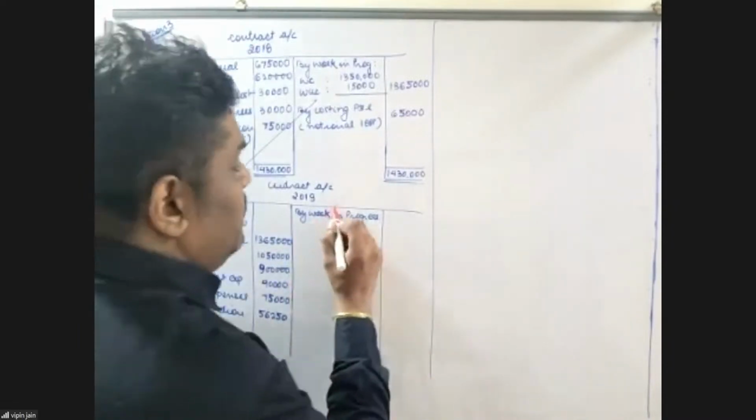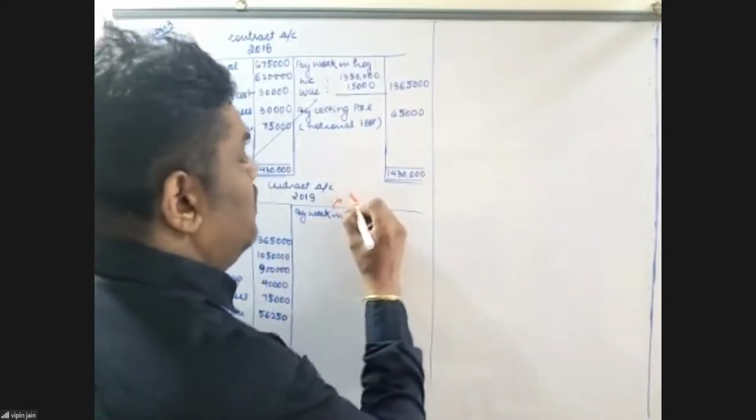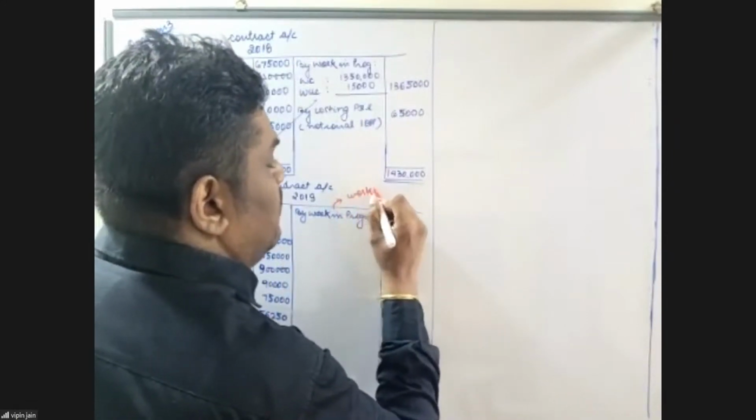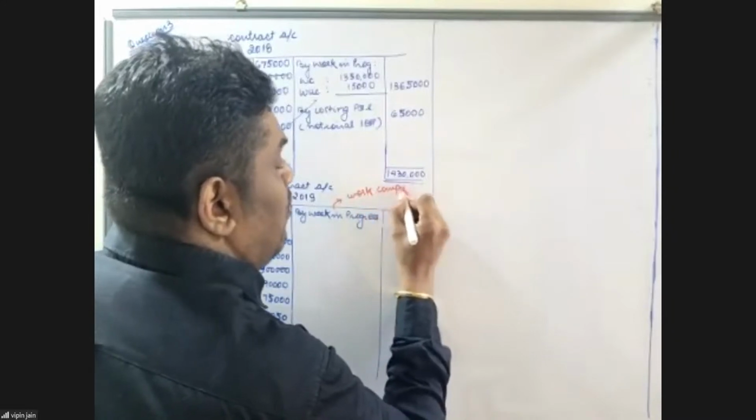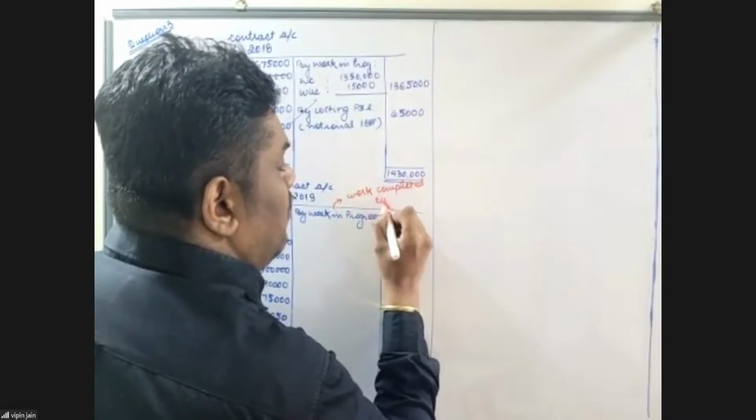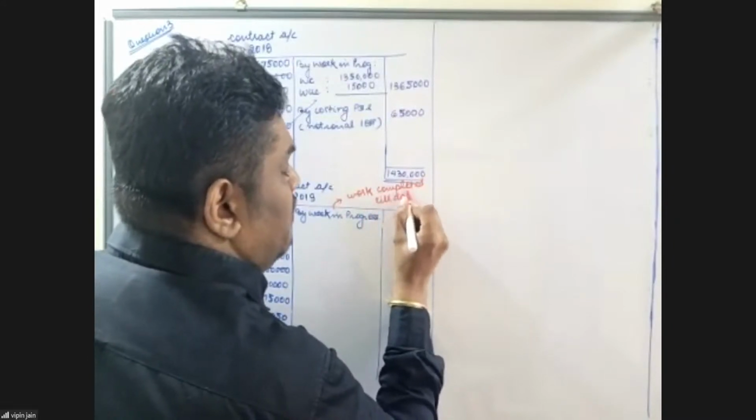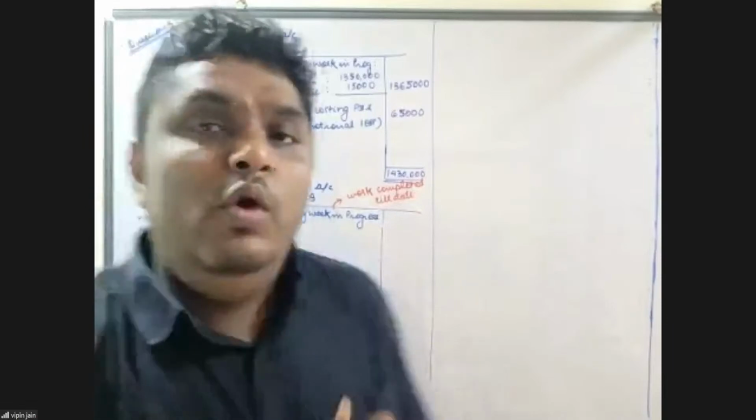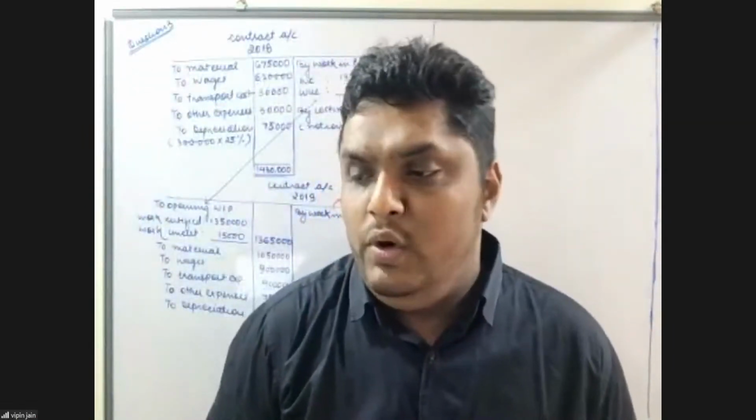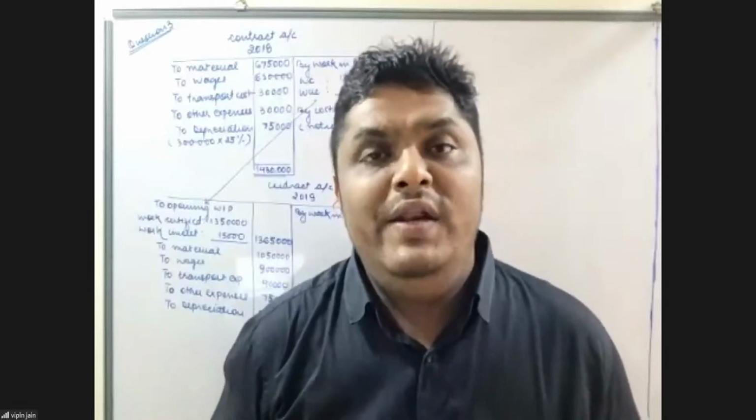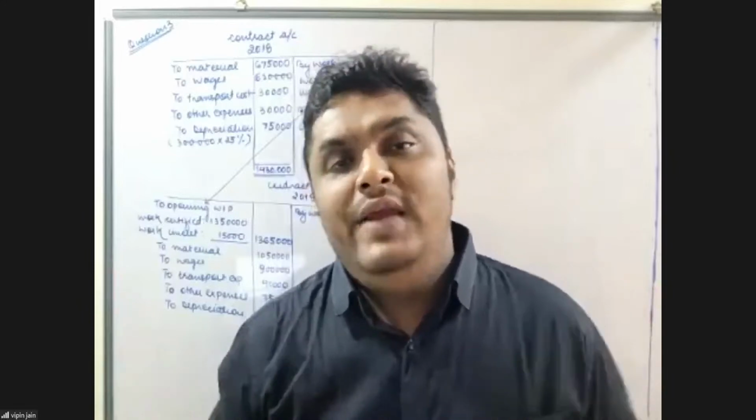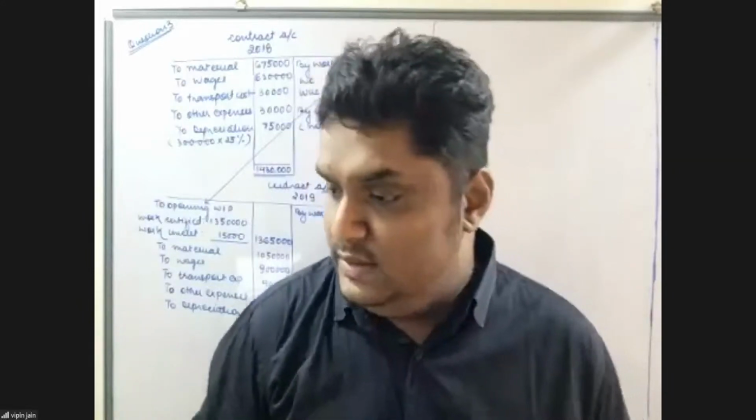When talking about this work in progress, it means what? We'll be taking work completed till date. That is cumulative work in progress. So in this question, cumulative work in progress is anyways given. However, if in a particular question cumulative work in progress is not given, then we have to take cumulative work in progress.